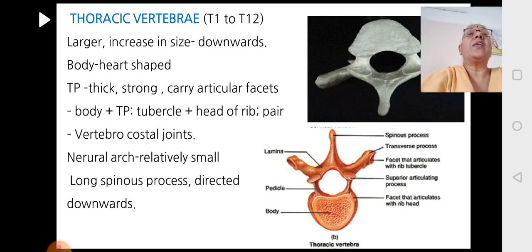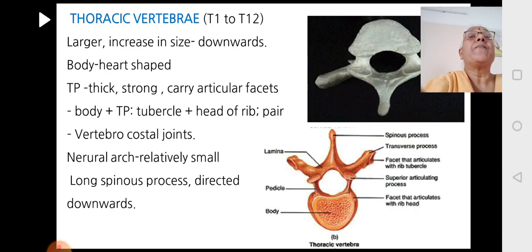Now we will look at the vertebrae in the second region, that is the thoracic region, where there are 12 vertebrae called thoracic vertebrae. If you look at the body of the thoracic vertebrae, it is bigger in size, and as you go down, it goes on increasing in size. If you look at the body of the vertebrae, it is heart shaped. The transverse process is thick and strong, and there are two articular facets in the thoracic vertebrae which will articulate with the rib.